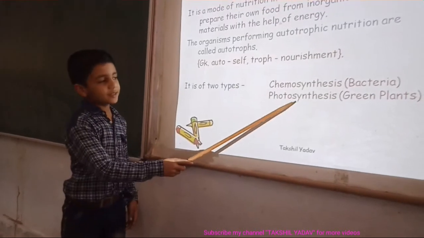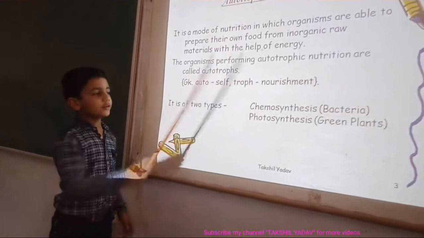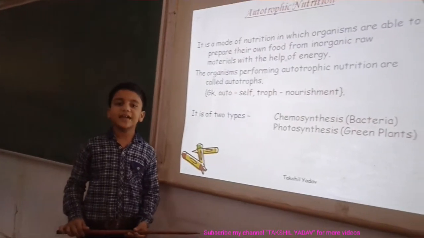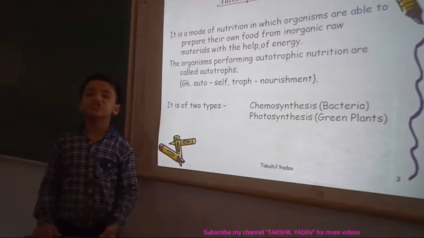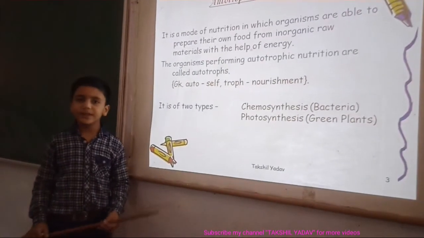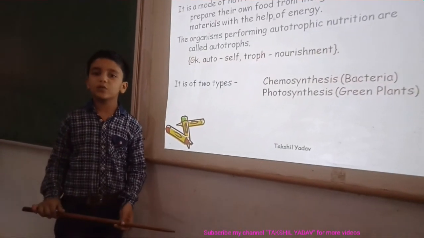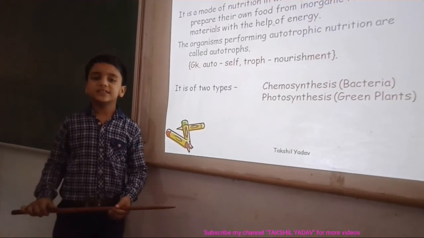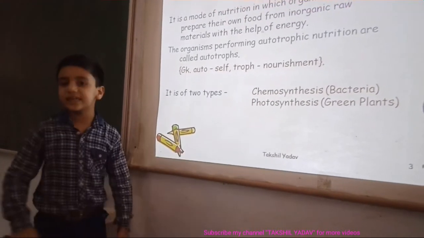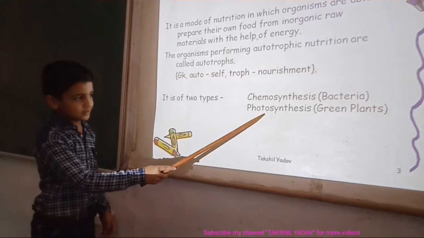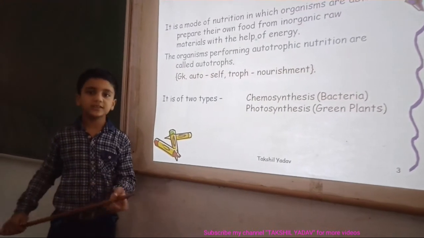Now, the second type is photosynthesis. It is the second type of autotrophic nutrition in which an organism makes its own food with the help of sunlight and chlorophyll pigment by CO2 and H2O. For example, the green plants have this ability of photosynthesis. They are known as photoautotrophs.